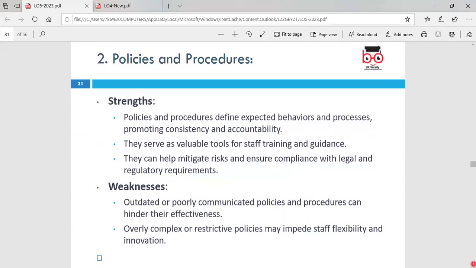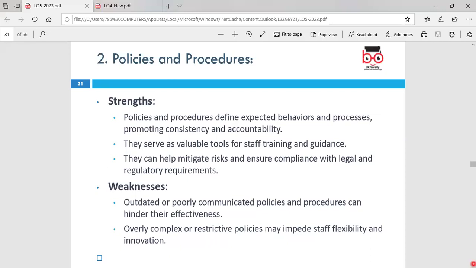Policies and procedures, you're introducing policies and procedures. They're behaviors and processes that promote consistency and accountability. Policies are basically there to give you a framework again. They're valuable, obviously. The staff know them, they're there to guide the staff, and your various risks can be reduced because of them. The weakness is that sometimes they're outdated or not properly communicated, and these can hinder effectiveness.